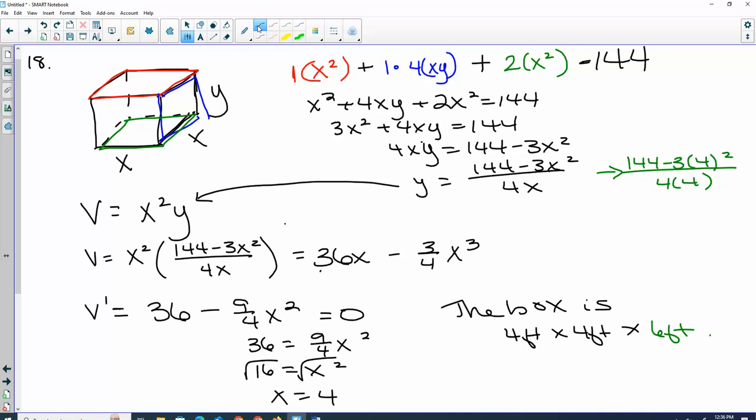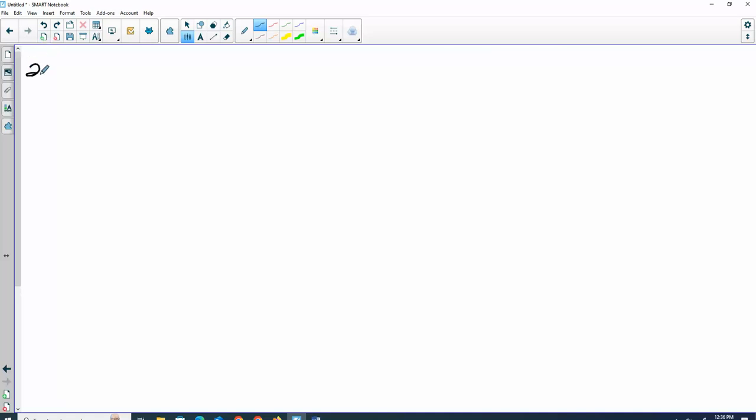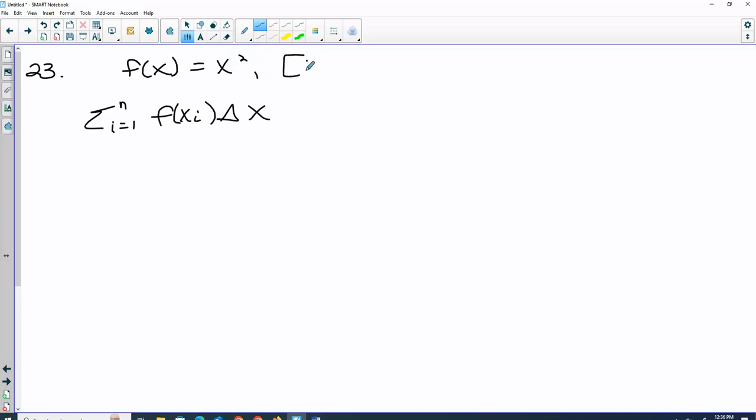Questions there? Three. Tells us we need to find the sum from 1 to n of f of x sub i times change in x. We know that our function is x squared. The interval is 0 to 2. And then we're going to do the limit to get our exact value.